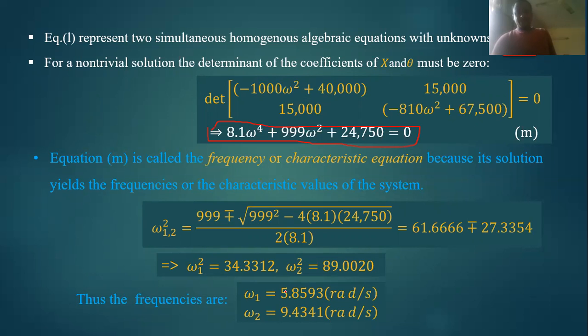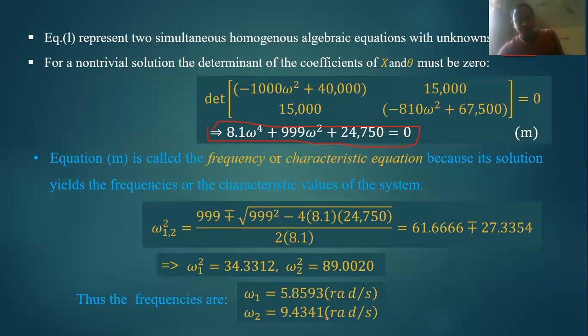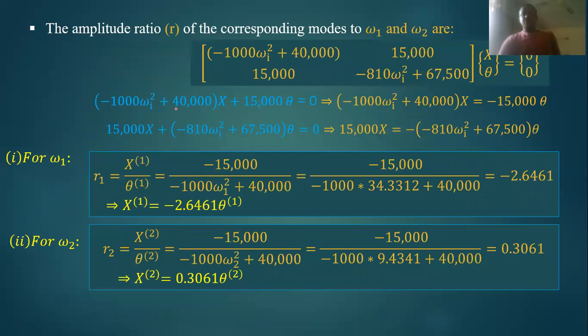And now substituting this frequency into the main equation means this equation. This is our equation. So substituting omega1, we can find the first mode of vibration. Substituting omega2, we can find the second mode of vibration. So from this we can find two equations. One is this, another is this.